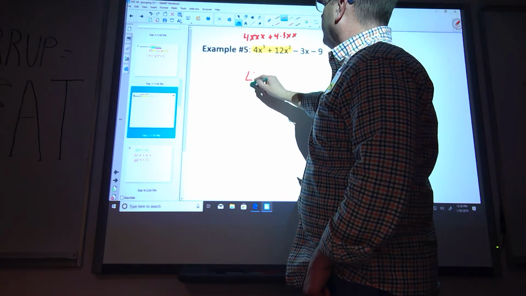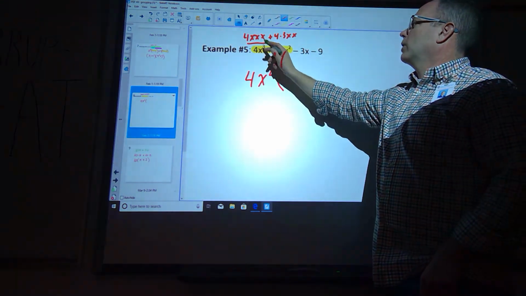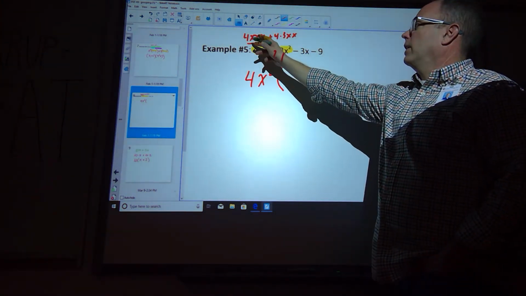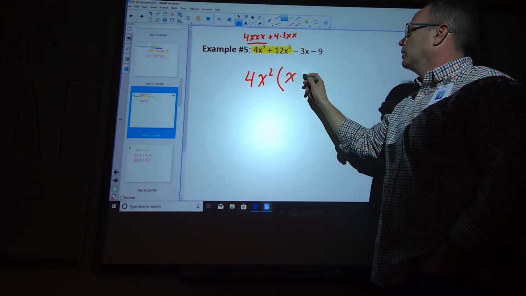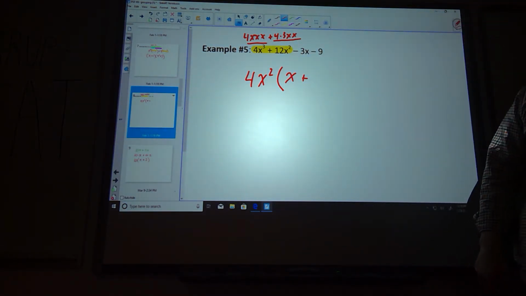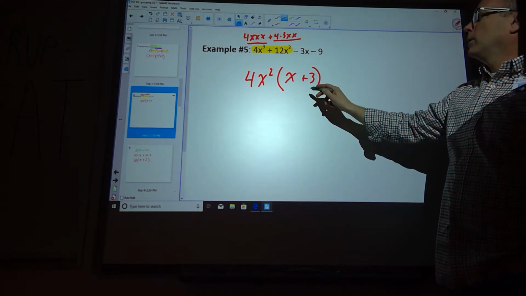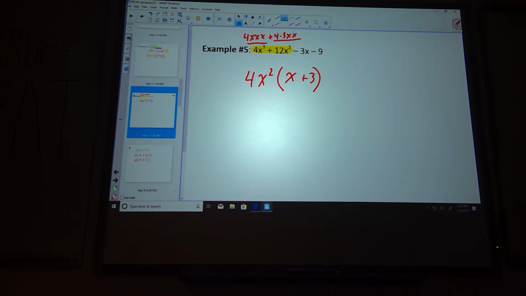So if I factor a 4x squared out, what do I have left here? What's left right here? X, and then plus. If I factor a 4x squared out of that, how much do I have left? Just 3? Is that all right? Okay, so let me just pause. Does that feel okay?